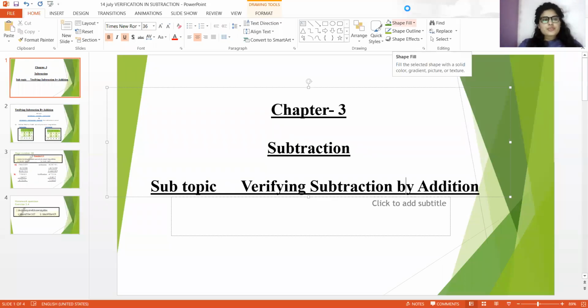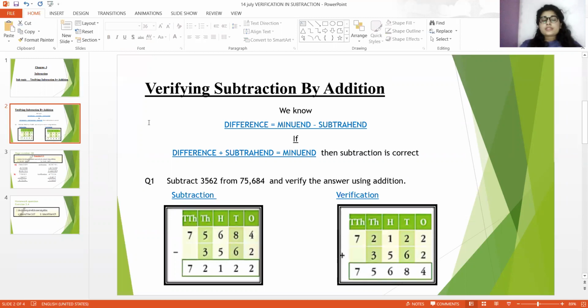Good morning, everyone. In this class, we will study chapter 3 Subtraction. Subtopic: Verify subtraction by addition. Let's start. In this class, we will see how we can verify the subtraction by addition.